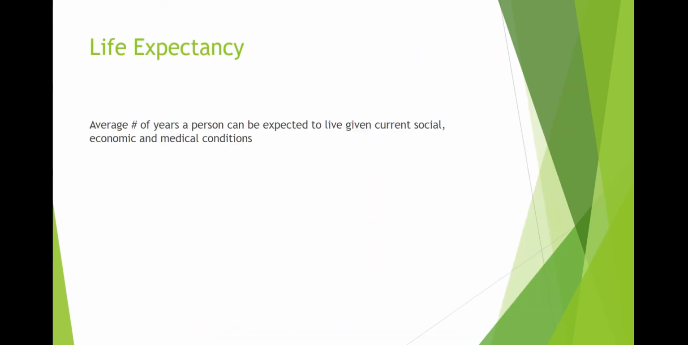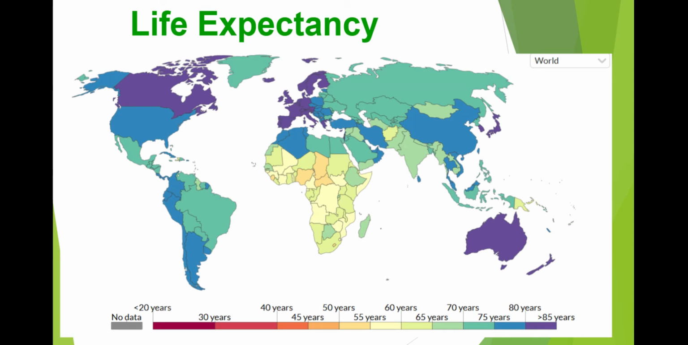All right, so the next statistic, the second to last statistic, is called life expectancy. This one has a little bit longer definition. It's the average number of years a person can be expected to live given current social, economic, and medical conditions. It's kind of interesting. Life expectancies are in many ways a projection, more so than an average. But there's a lot of math that goes into it.